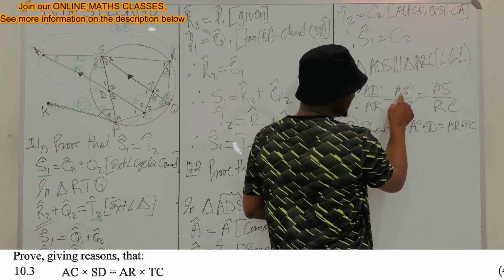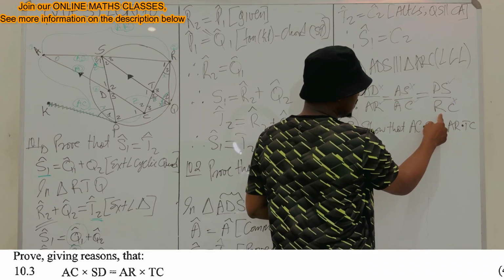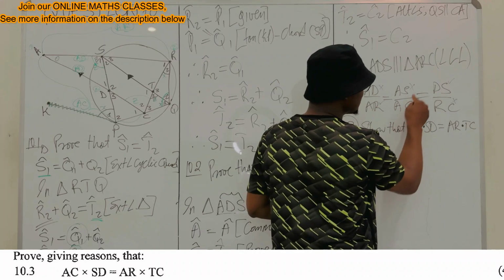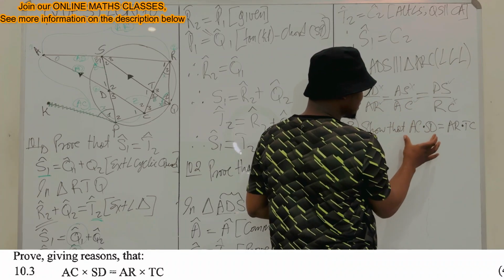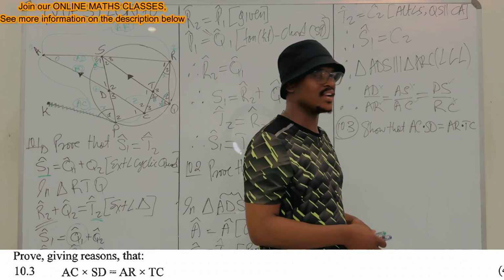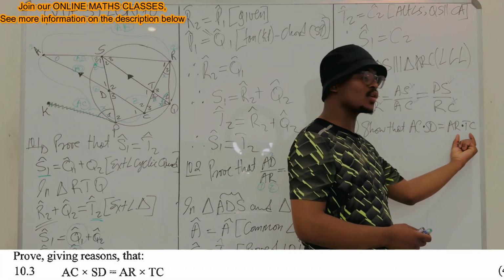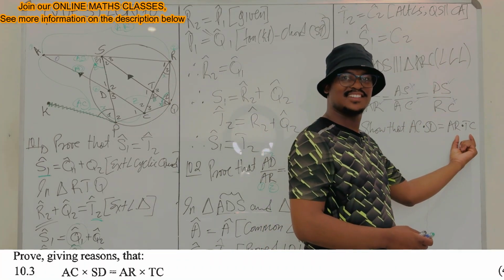On the other side, you will have AS and RC. But you don't have both of these things. But at least you would have this, right? Which is half the thing that you want. Because if you have AC times DS, you have one side. Now you'll be trying to hunt the other side.